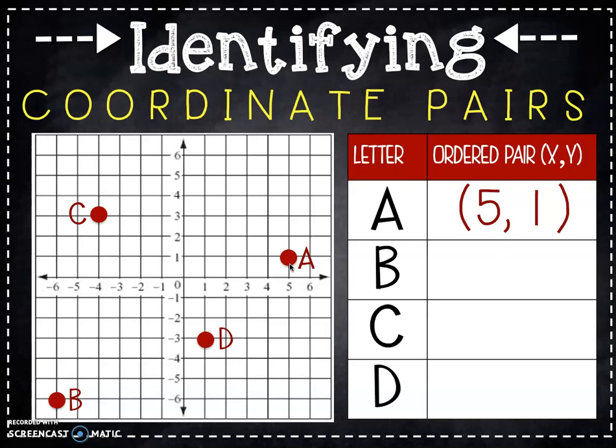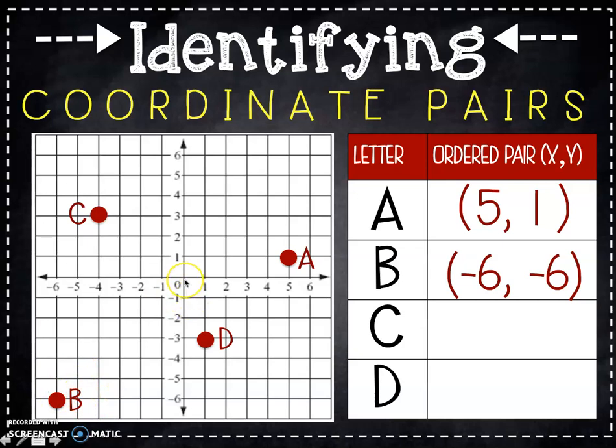We're going to do the same thing for B. Okay, so for B, we start at the origin. We're on the x-axis, we're going to -6. So our x coordinate is a -6. For our y, we are going down 6. So our y is also a negative 6. So B is at the ordered pair, negative 6, negative 6.